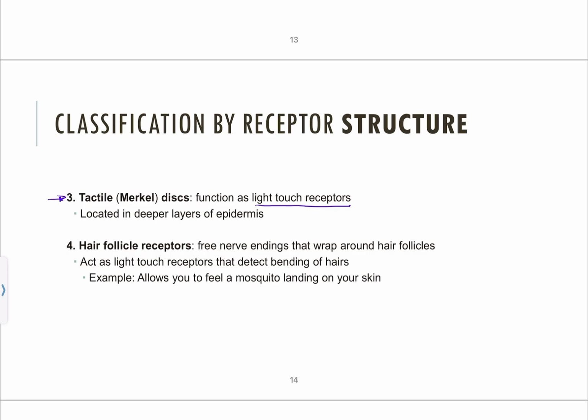We also have receptors attached to our hair follicles, and the endings of these nerves wrap around the hair follicle themselves. So we can detect light touch when these hairs bend. When we feel a mosquito, we don't necessarily have our tactile or Merkel discs perceiving the light touch because it's so light. Instead, what we detect is the movement of our hairs, say on your arm.